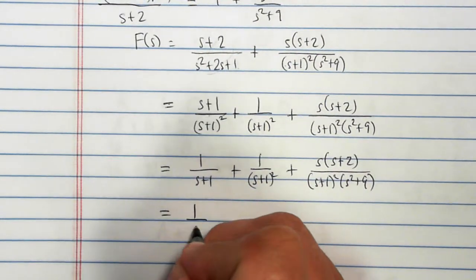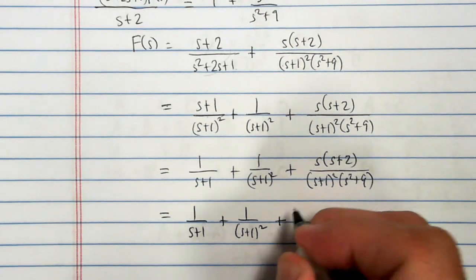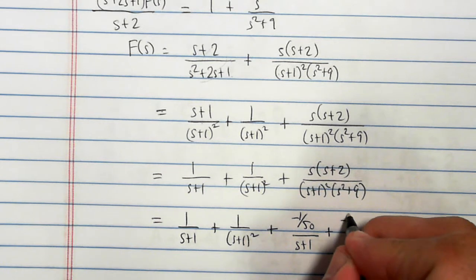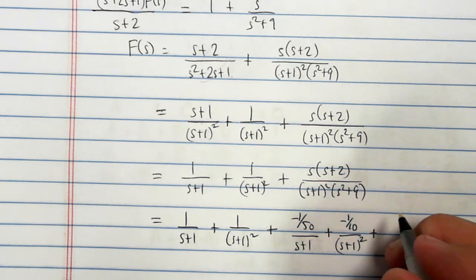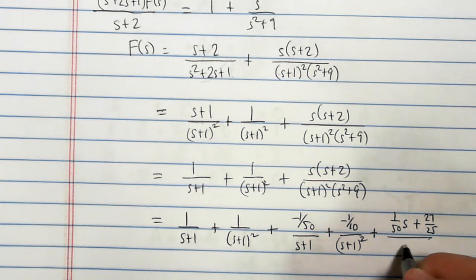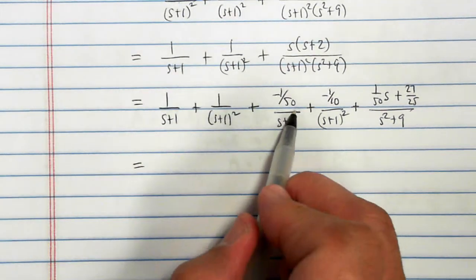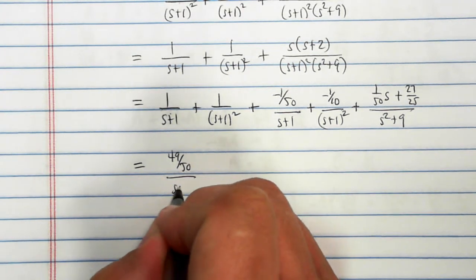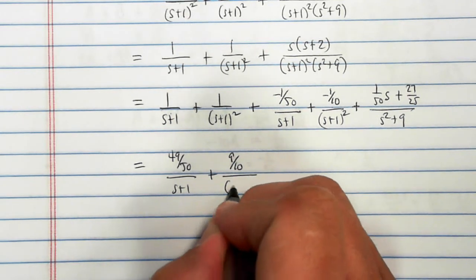We have equals 1 over s plus 1 over s plus 1 squared plus negative 1 over 50 over s plus 1 plus negative 1 over 10 over s plus 1 quantity squared plus 1/50th s plus 27/25 over s squared plus 9. Okay, now before I do the inverse transform, let's combine fractions. So if I combine these two fractions, I get 49/50 over s plus 1. Combining these two fractions, I get plus 9/10 over s plus 1 squared.